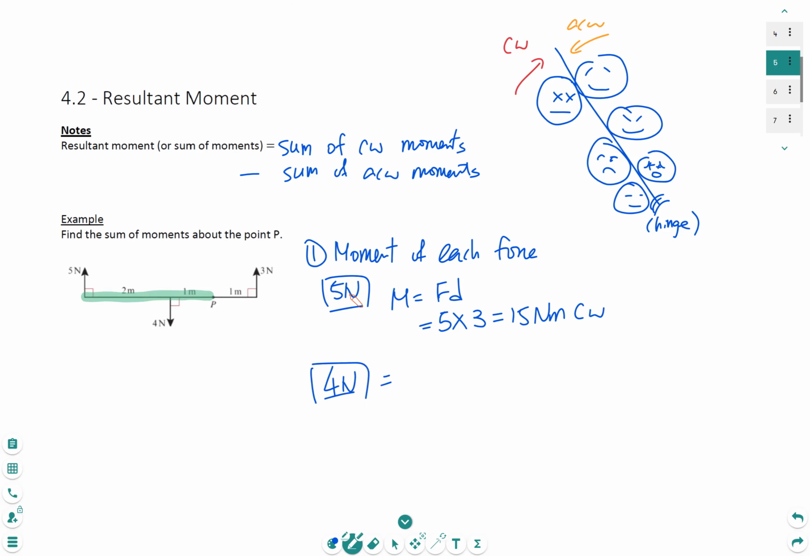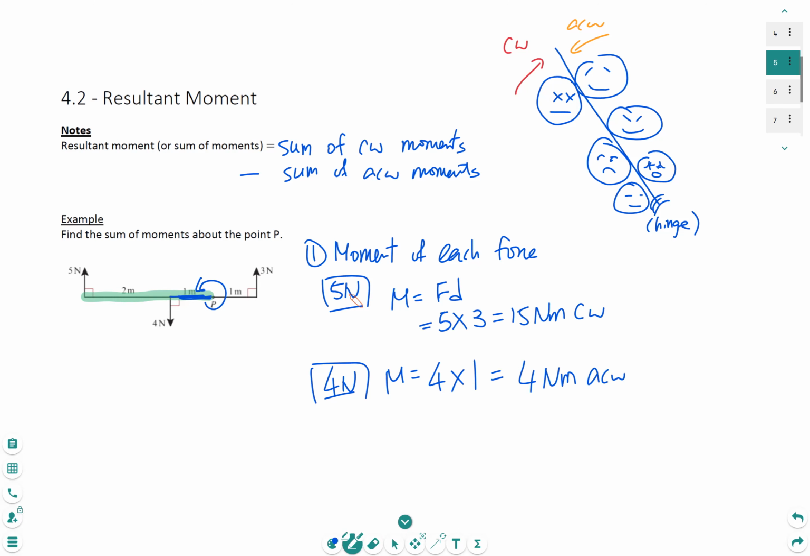Moment equals force times distance. The force is 4 Newton, the distance is 1 meter. That's 4 Newton meters. Which way is it? Well, that's the door. You're pushing it downwards, the door will rotate that way. That way is anti-clockwise as well. Okay, so in this one it's anti-clockwise.